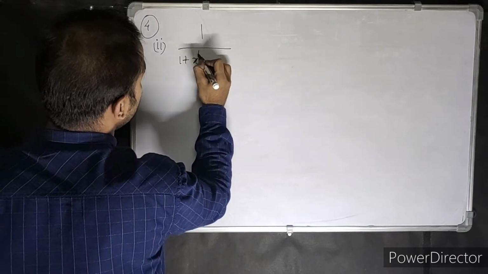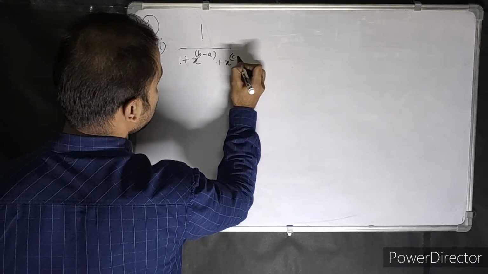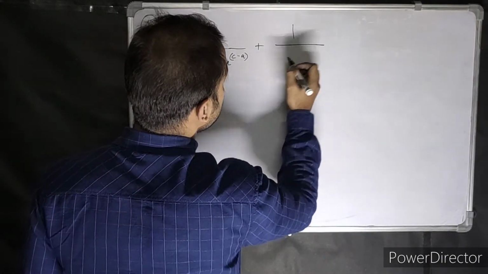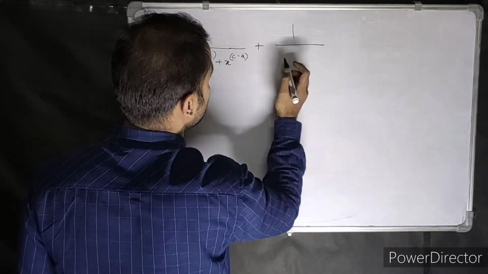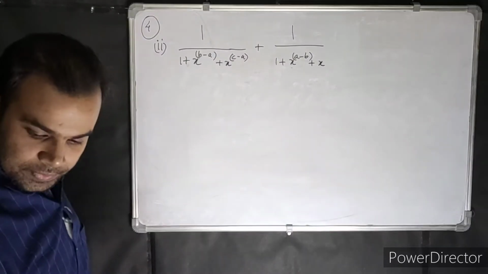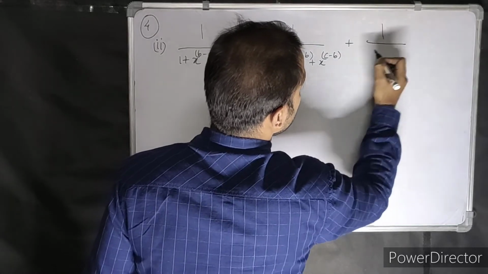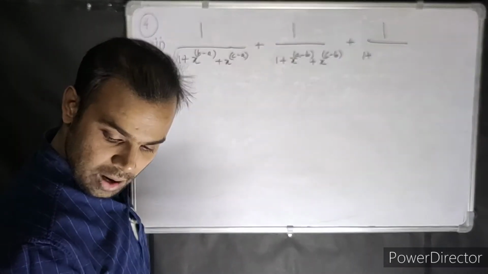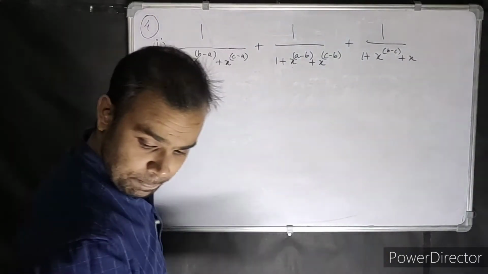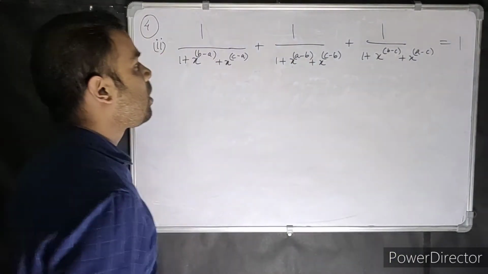So 1 plus x to the power b minus a, put it in bracket. If you don't want to, don't put it. But it's better you put it in bracket. c minus a over here plus, then what do you have? You have 1 plus x to the power a minus b, plus x to the power a minus b, c minus b. I'll check all these things once again. Then again 1 plus x to the power b minus c, x to the power b minus c plus x to the power a minus c. You have to prove this is equal to 1.